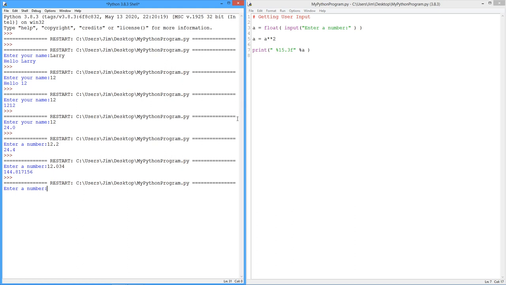Okay, enter a number. So I'll type in 2.134, 4.509. All right. So if you count up the spaces, we basically have 15 spaces here, and there's three digits after the decimal point. Now, Python understands scientific notation.